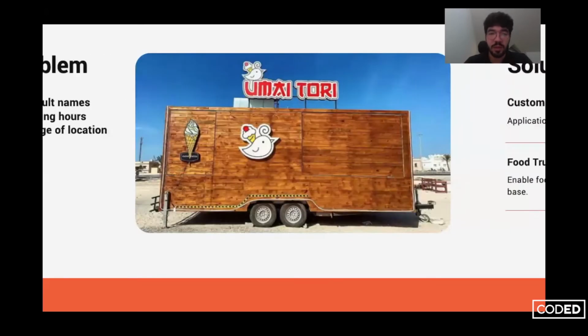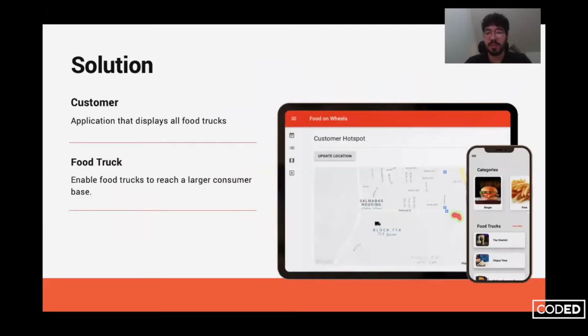So our solution was to create an application for the customer which will allow them to see the menu, the food truck location, and more. And for the food truck, we created a portal which will allow them to see the schedule, see the menu, and see customer location as a heat map.